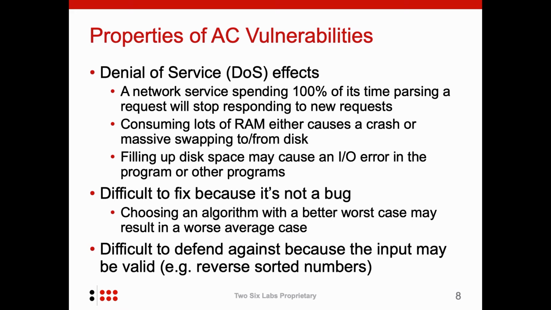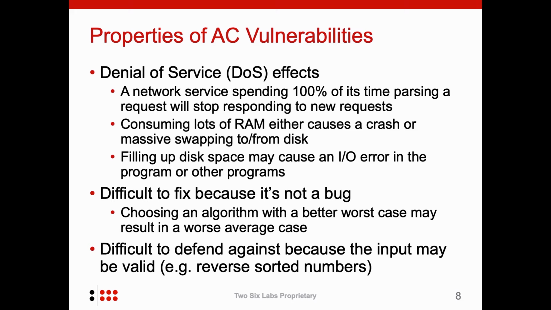Other types of effects in this space: we can consume lots of RAM, which should do one of two things. It might crash the program because it can't allocate more RAM, or it might cause massive swapping to disk, which has consequential effects on other programs. Similarly, if we fill up the disk space, what might happen is your program might crash because it's trying to write to disk and it can't, but really it wasn't your program that caused the problem. Another program in the system might have actually filled up the disk space via one of these attacks, so you again get those second and third order effects with these kinds of vulnerabilities.